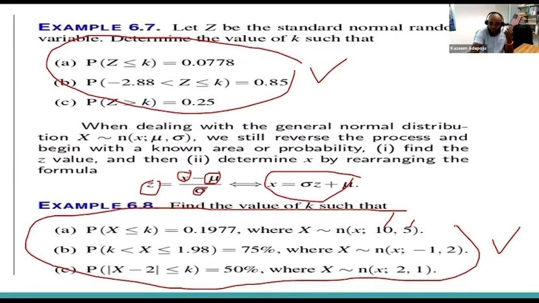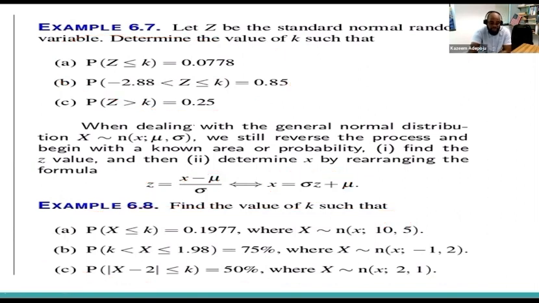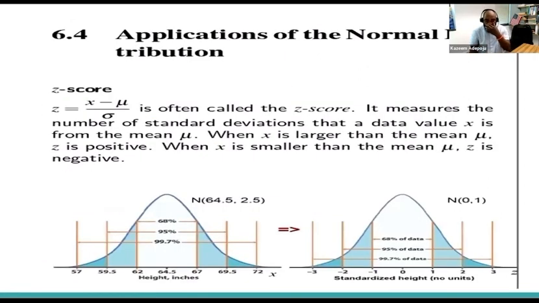If the probability of S less or equal to K equal to that. Okay, so I'm actually going to go into the next slide. Now, what I want to talk about in the next slide is what we call the empirical rule.